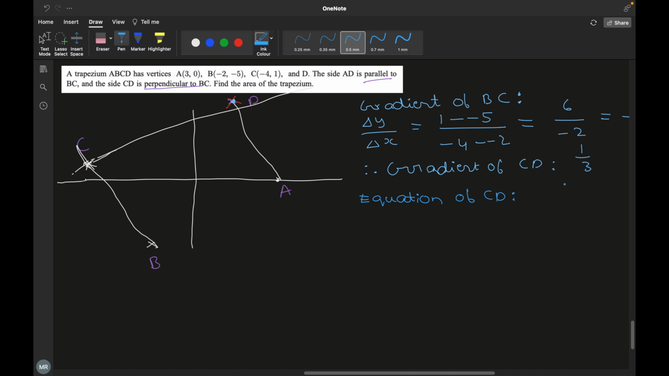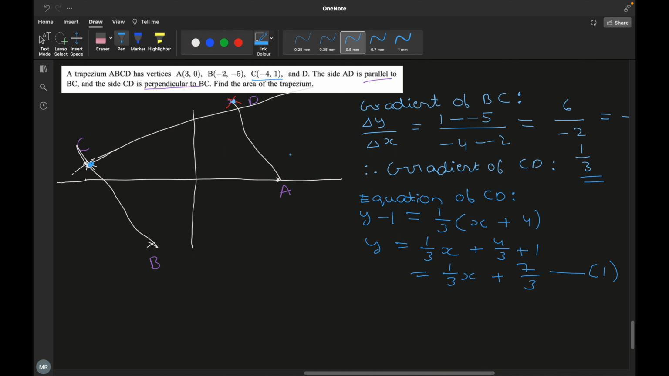Okay, so we have the gradient of CD and we have the coordinate of C. So we can find the equation now. So it will be y minus 1 equals 1 by 3 times x plus 4. It will be y equals 1 divided by 3x plus 4 by 3 plus 1. We can simplify this to 1 by 3x plus 7 by 3. Let's call this equation number 1.